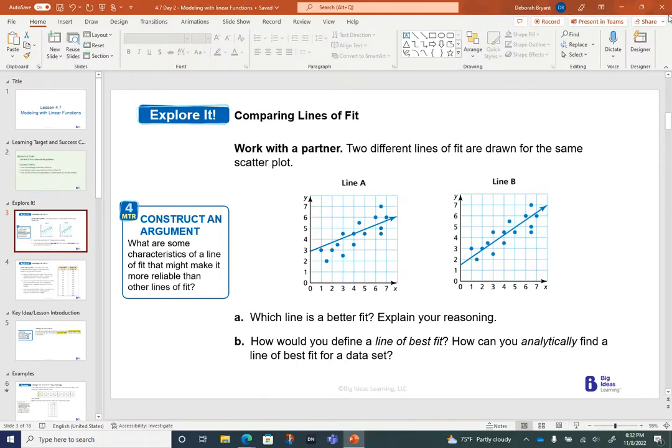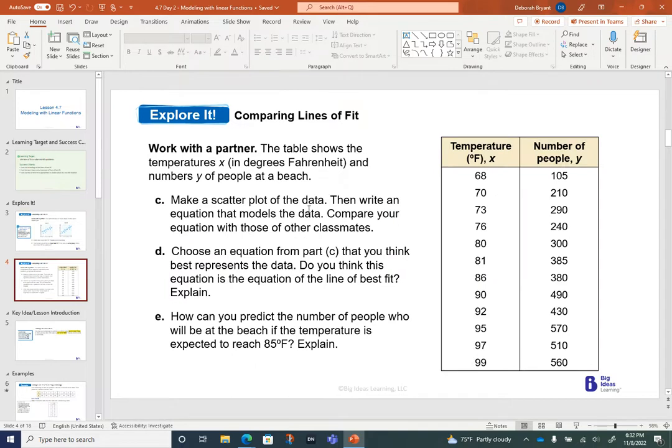So if I'm thinking about line of best fit, the best way to find line of best fit is with a graphing calculator. So I'm going to use this table here. The table shows temperatures, X in degrees Fahrenheit, and number of people at the beach. So first off, do we feel like there's a correlation here?